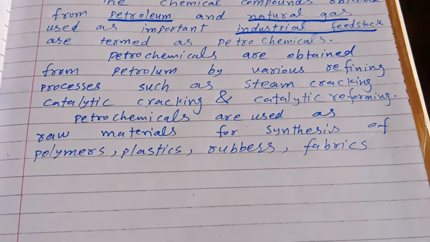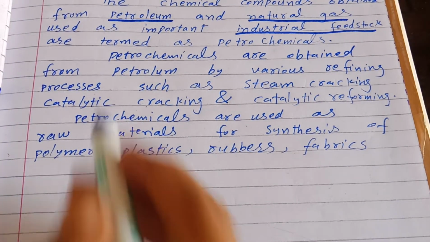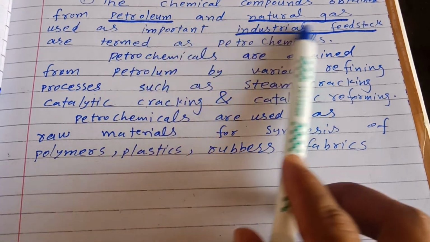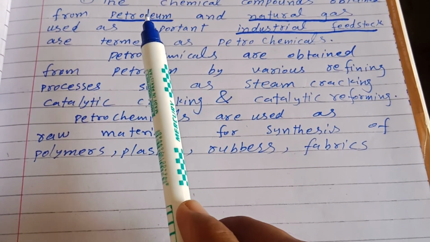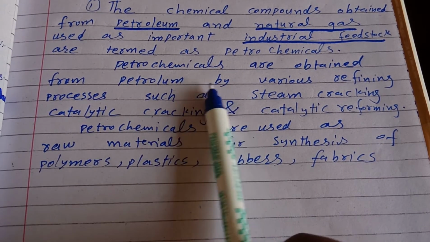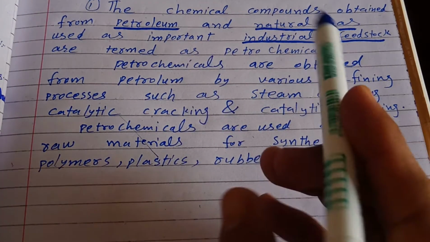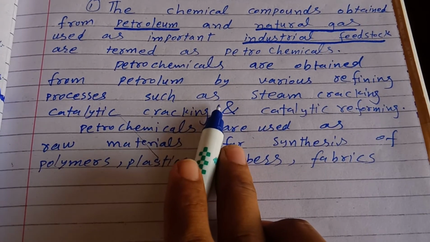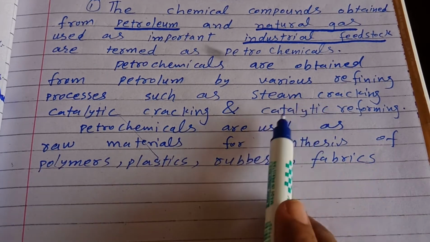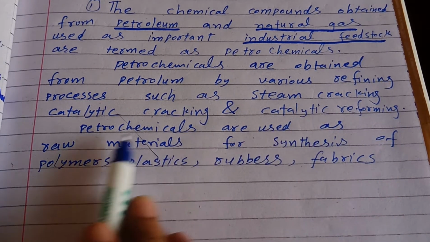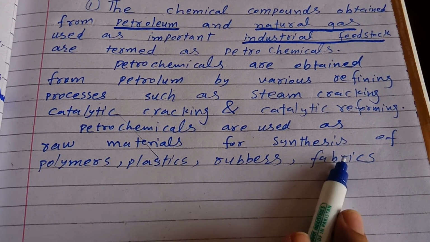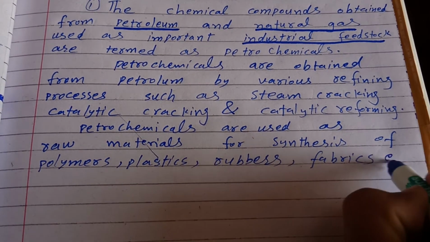So we have three paragraphs. In the first paragraph is the definition of petrochemicals. These are the compounds which are obtained from petroleum and natural gas, used as industrial feedstock. And in the second paragraph, when extracted from petroleum, different reactions are applied on the petroleum, like catalytic cracking, steam cracking, catalytic reforming and many others. In the third, petrochemicals are used as raw materials for synthesis of polymers, plastics, rubbers, fabrics and so on.